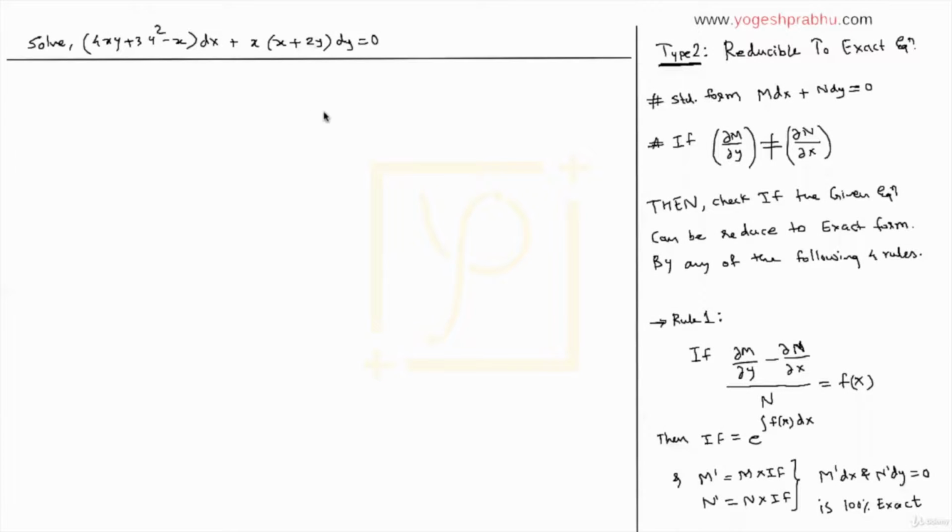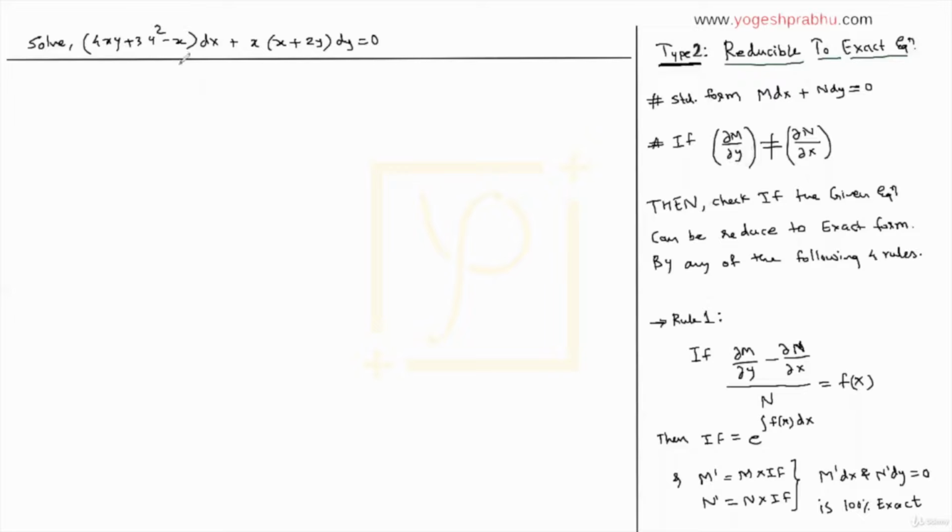Now, this is the next type of differential equation. In type 2, we're going to look at something called a reducible to exact equation. On the right hand side, I have written all the steps, but I don't want you to read all of them right now. As of now, we'll just go on solving this sample question, and while we solve the question, I will point out the rules or the steps that I've written on the right hand side, and it will make better sense.